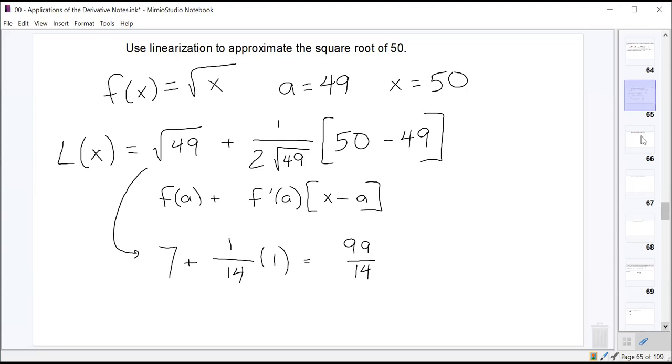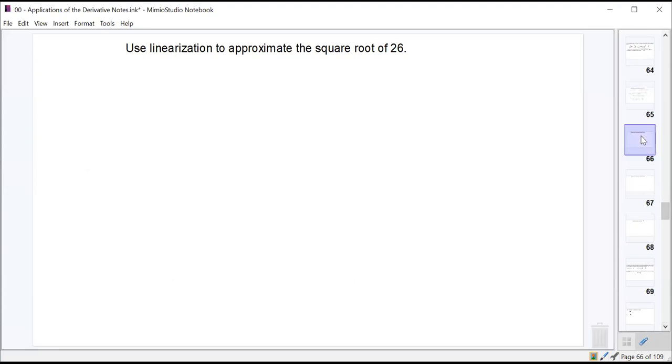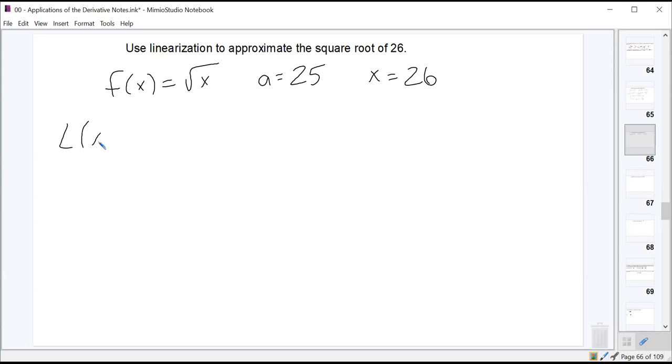So let's see if we can do this again. This time we're just going to try to approximate the square root of 26. So once again, our function is just going to be the square root of x. And we're going to use A equal to the closest value to 26 that we know the square root of, that'd be 25. And then x will be 26. And we can imagine that the closer A is to x, the better of an approximation we're going to get in the long run.